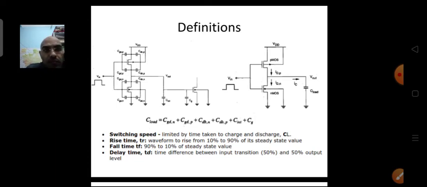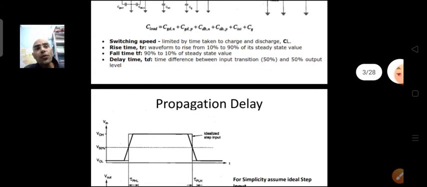And propagation delay. As I have told you what propagation delay is, but we need an exact mathematical definition for it. It is nothing but the time difference between the 50% input transition and the 50% transition of the output level. Okay, so that period is called the propagation delay. We'll see in the next slide how it looks on the waveform.